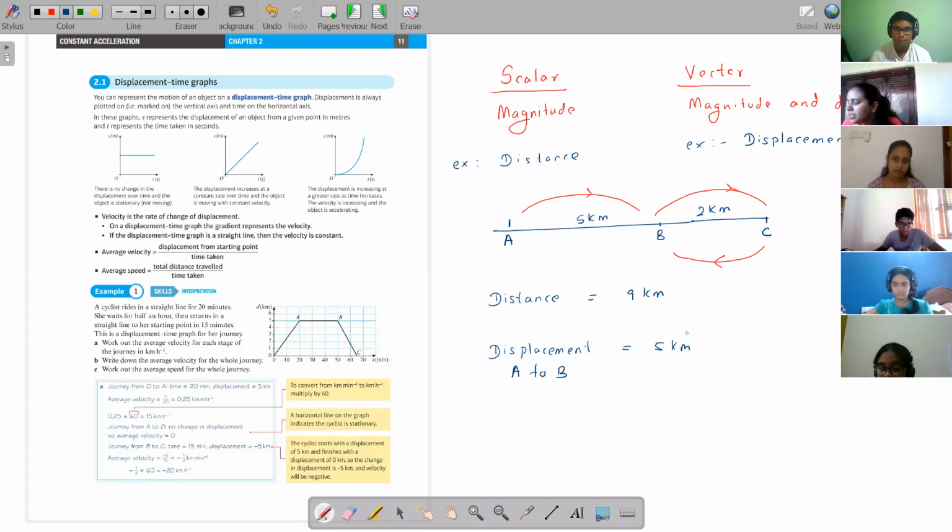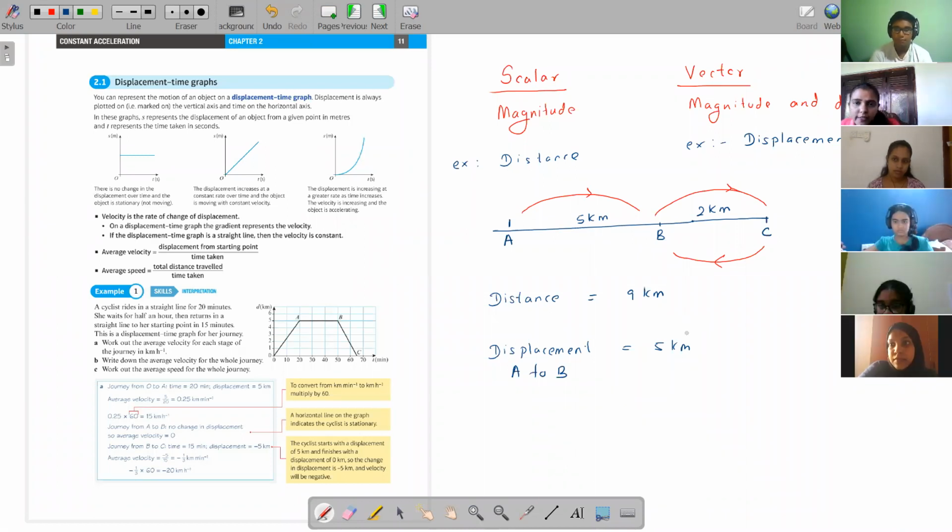So what happens if you start from A and come back to A? What will be the displacement? You start from A, you go to C, and you come back again to A. What will be your displacement? 0 kilometers. Can the others understand? You start from A, you go to B, you go to C, you come back to B, you come back to A, the starting point. So your displacement is going to be 0.